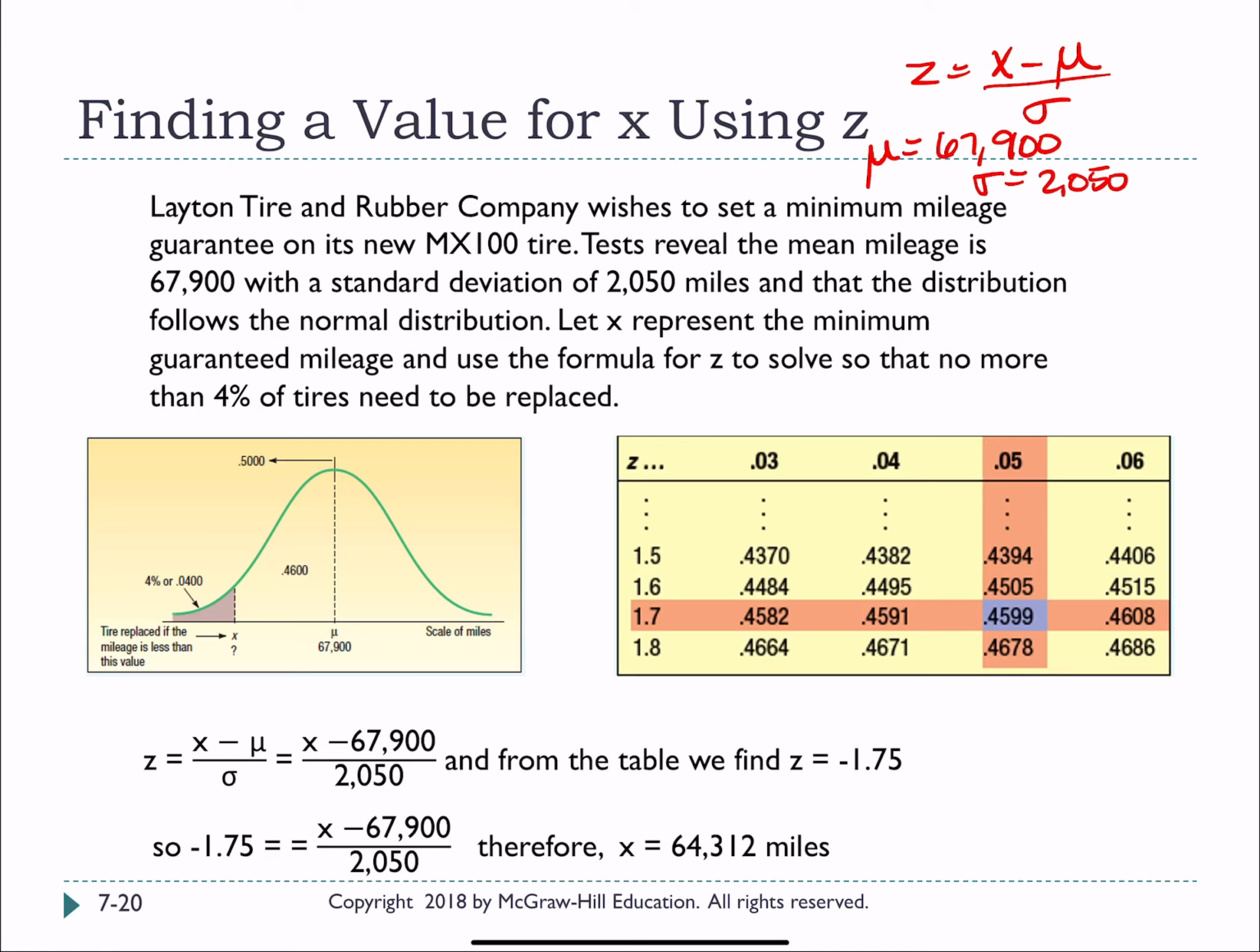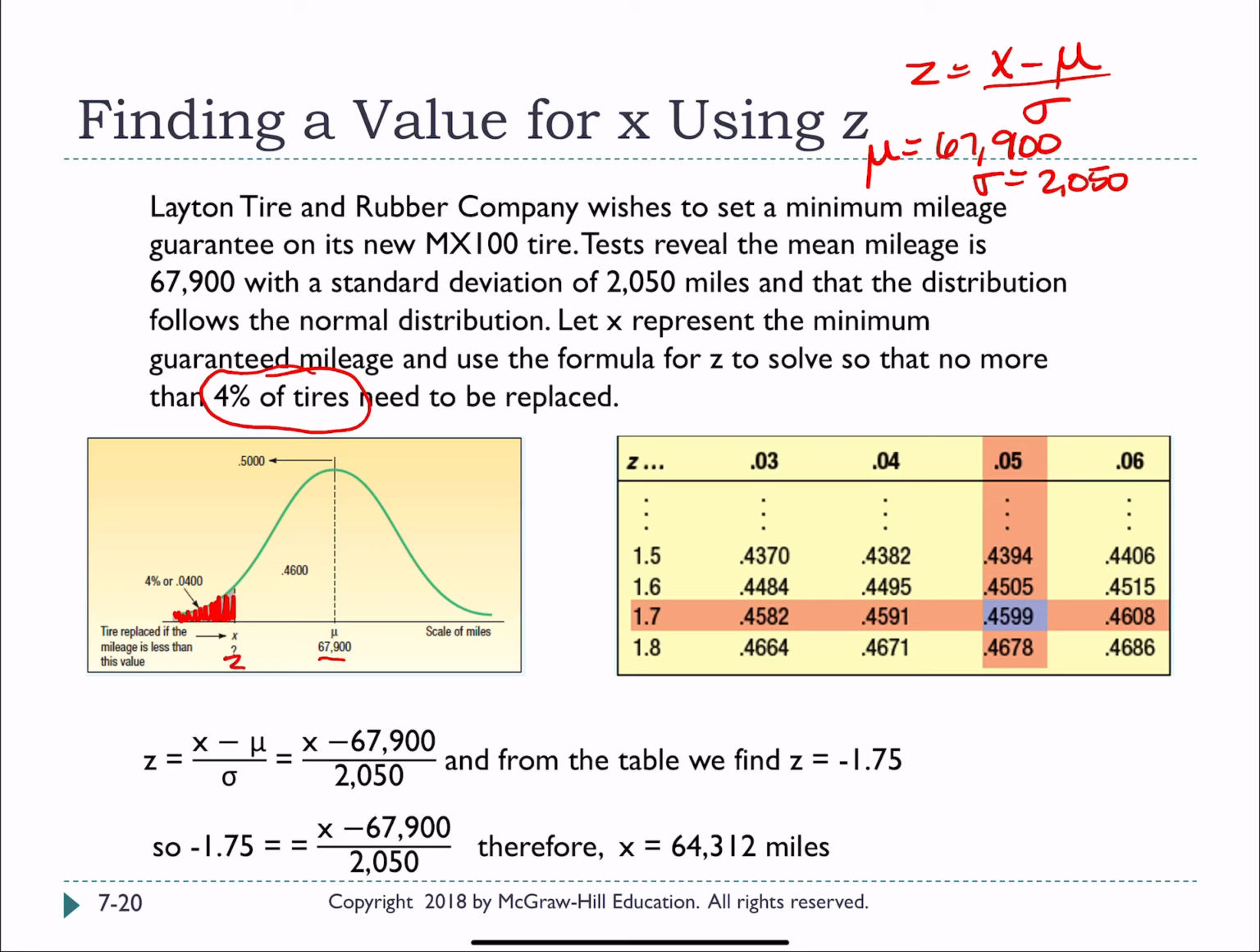Very specifically, they want to make a guarantee on a minimum mileage that these tires are going to last, but they don't want to have to replace any more than 4% of the tires. So they want a failure to meet the average rate of less than 4%. So again, here's my mean of 67,900. Where is that 4% under the curve? Well, it's going to be to the left of the mean, because it was tires that didn't make it as many miles as we wanted them to. And so this little tail over here, I'm going to color it in this red region, that's 4% or 0.04.